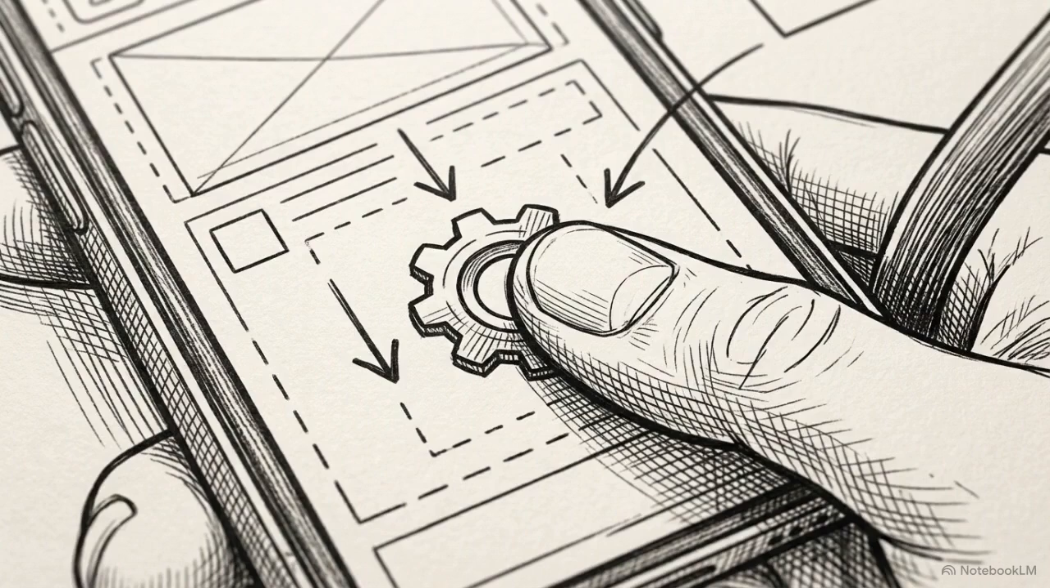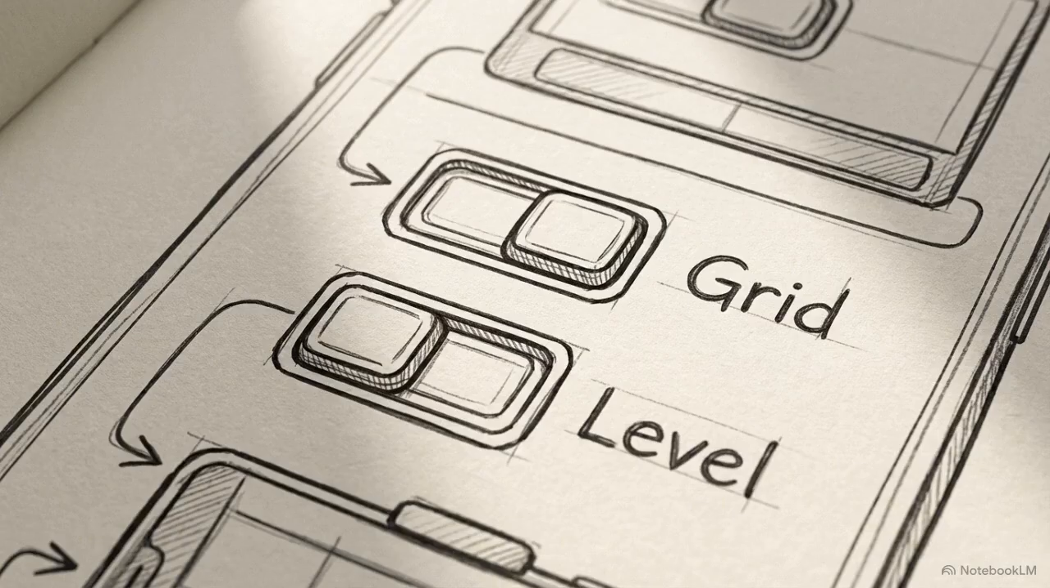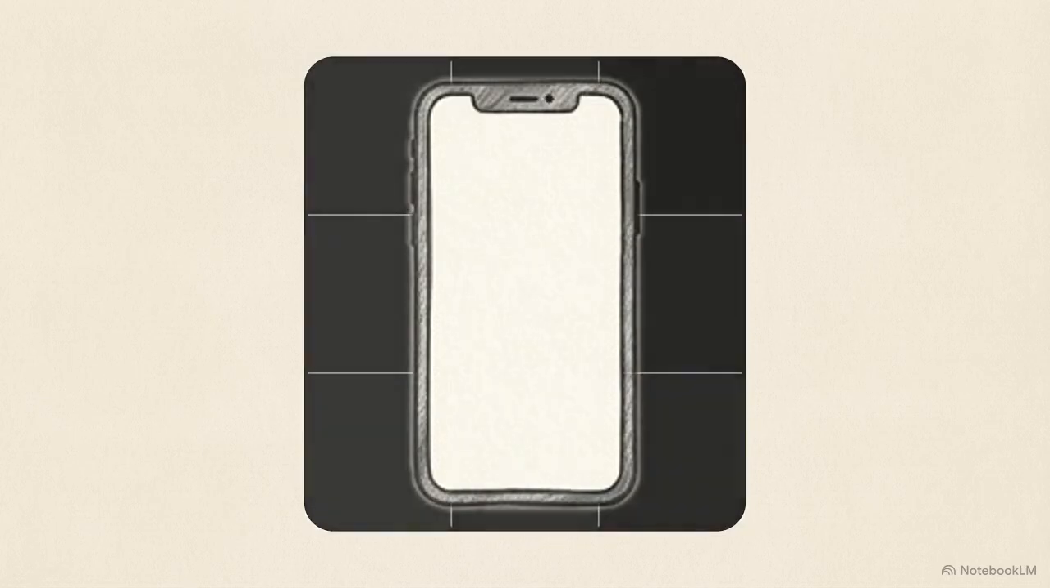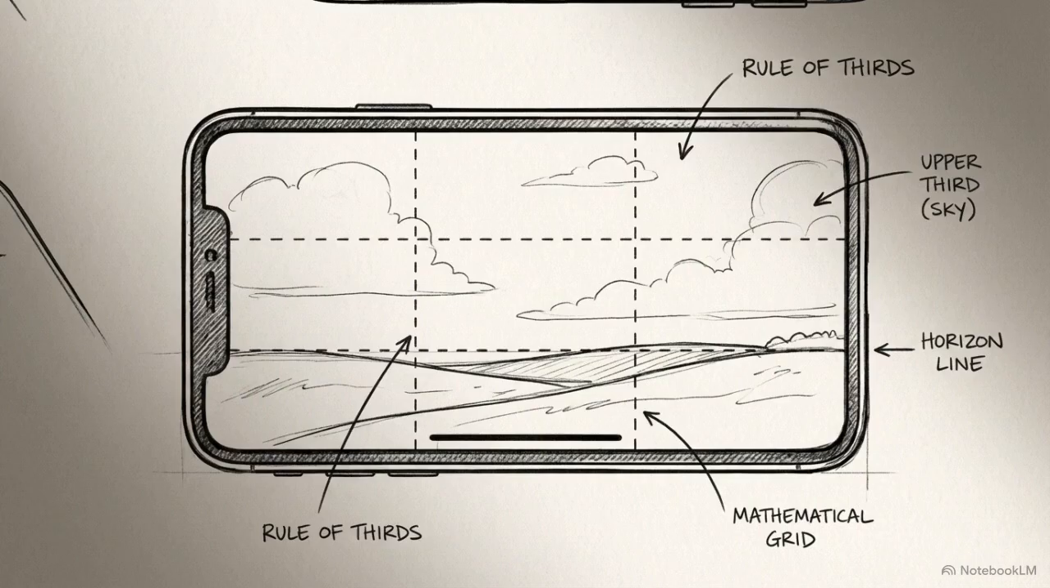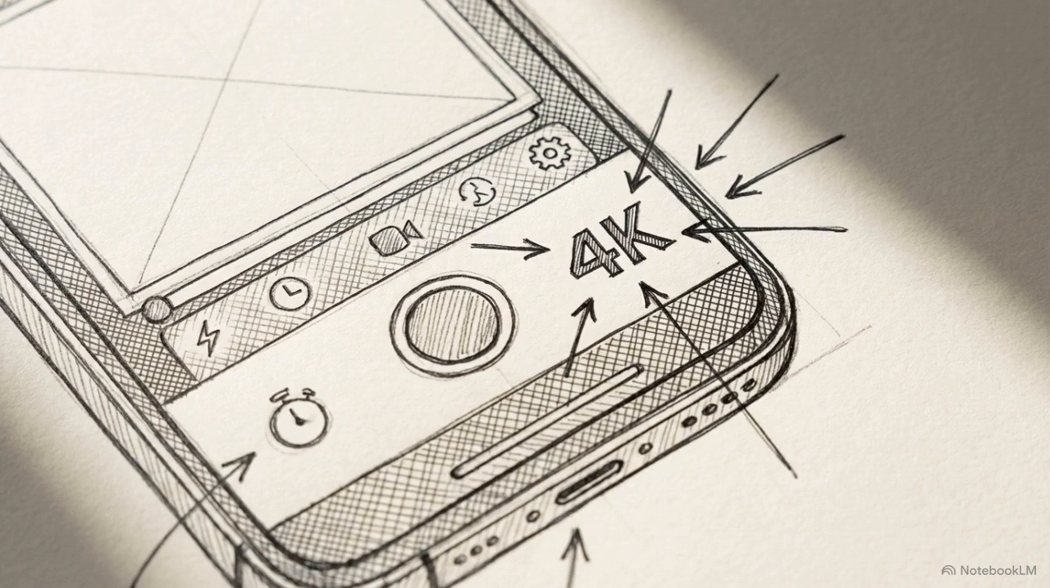Step 1 is preparing the camera itself. Open your iPhone settings, scroll down to Camera, and turn on the toggles for Grid and Level. The grid overlays 9 squares onto your screen. This helps you apply the rule of thirds, making it mathematically straightforward to balance your subjects against the sky or the ground. Next, we need to adjust the recording format.